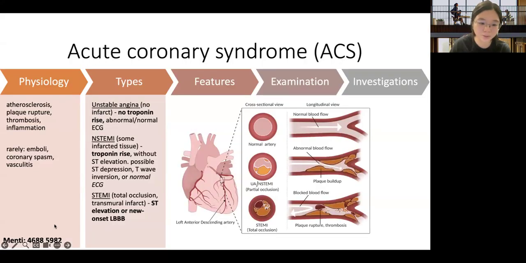Because this is confusing, I'm just going to go back. You really want to remember that there are 3 types of ACS, and the way to differentiate them is that unstable angina has no troponin rise, the other 2 do have a troponin rise, and only the last one has an ST elevation or new onset left bundle branch block. Hopefully that's clear enough. If you have some other changes on an ECG, it would be considered an NSTEMI. But NSTEMIs do have a troponin rise.